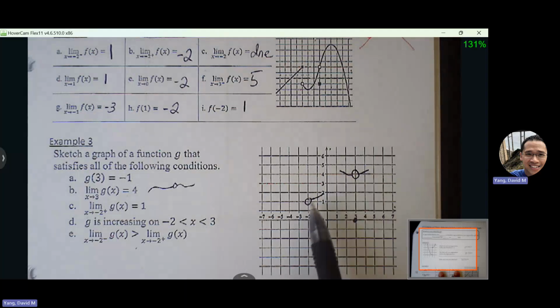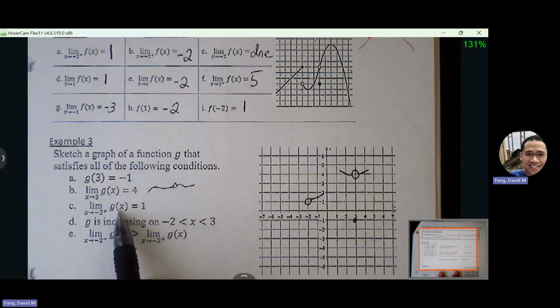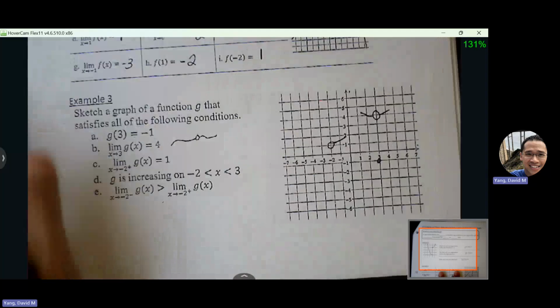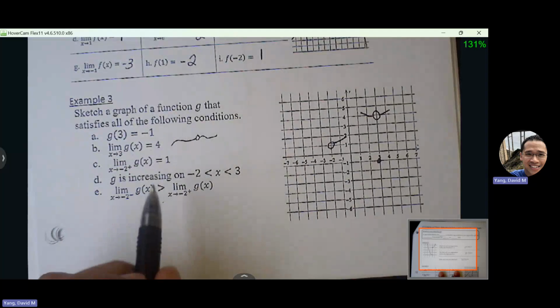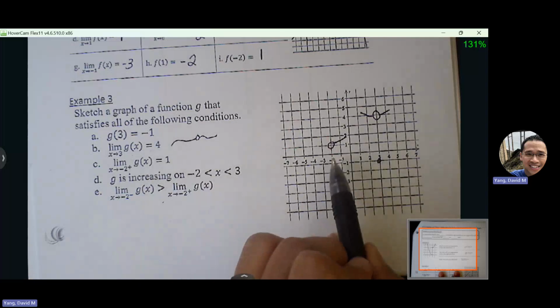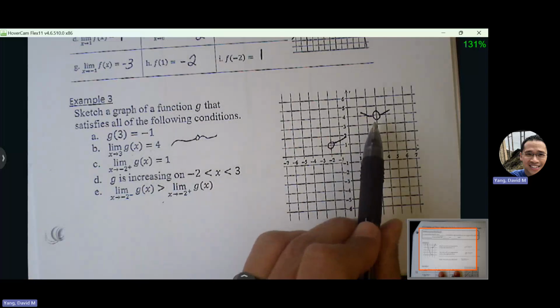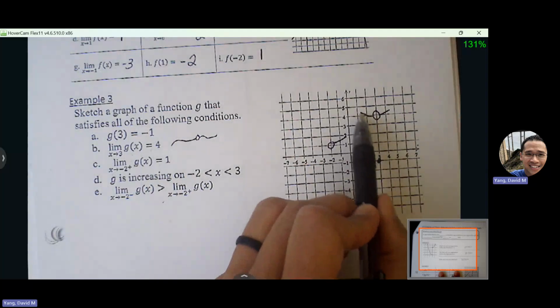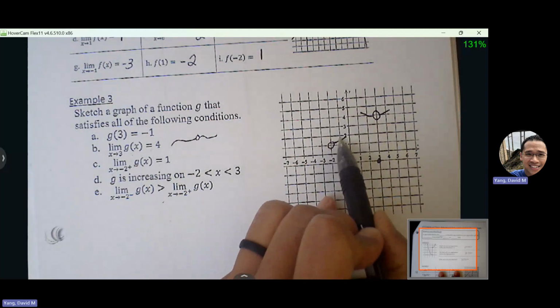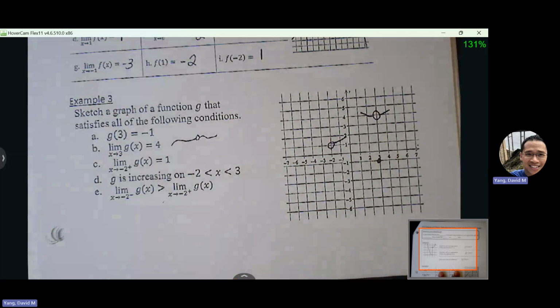Now, this is incomplete here. I'm just trying to meet each of these conditions, and then I can take a look back at what we can do to connect the graphs if we need to. Part D says g is increasing from -2 to 3. So from -2 to 3, the graph is going to be increasing. So I do need to adjust this. This graph does need to be a little bit lower so that it can show increasing. So let me make that adjustment.